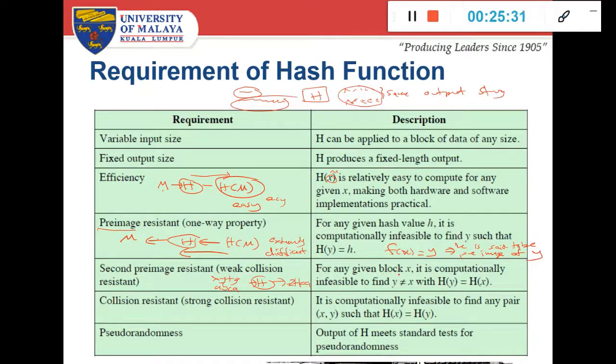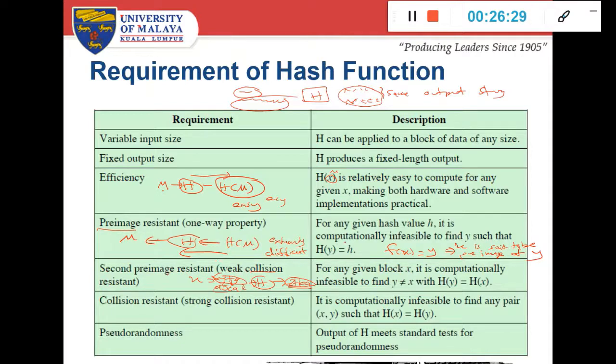Let's say for any given block X, it is completely infeasible to find another input. If you have one input, it is almost impossible to find another input that will produce the same output. For any given block X, it is computationally infeasible to find Y not equal to X with H(Y) equal to H(X). This is weak collision resistance, meaning that the two different inputs collide to get the same output.